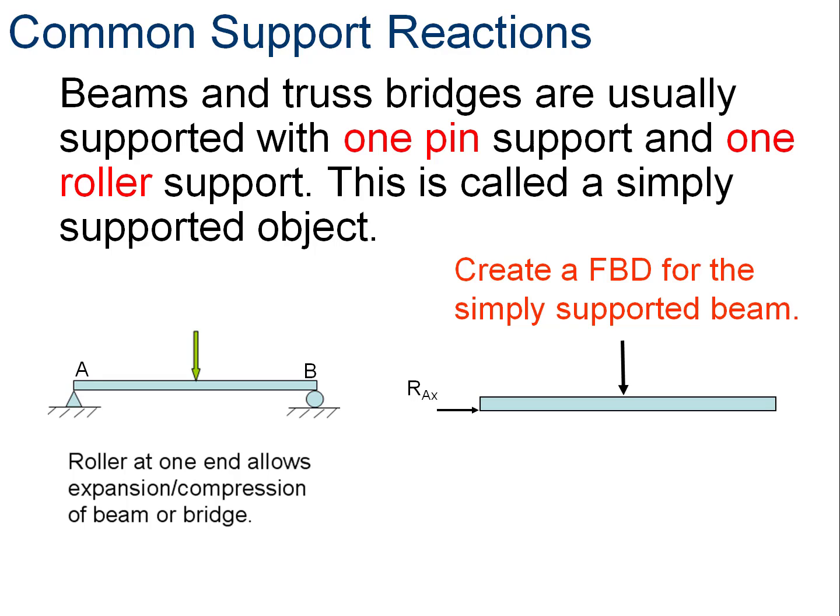On the left-hand side of the beam, we'd replace that pin with a reactionary force at point A in the X direction and a reactionary force at point A in the Y direction, because the pin supports both the X and the Y direction. And then we'd also put a reactionary force at B, but only in the Y direction, because that roller only supports a force perpendicular to the surface it's in contact with, which in this instance is Y. That's a simply supported beam.